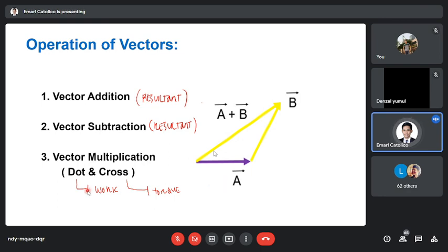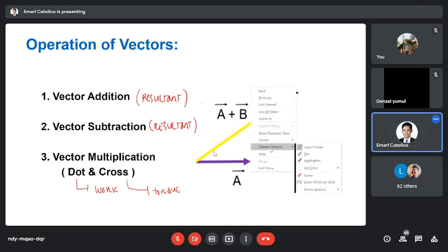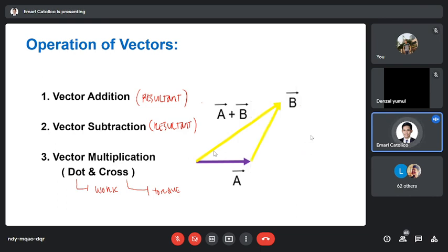So, kapag subtraction, let's say nandito yung vector A, tapos nandito yung vector B. Yung resultant mo, A minus B, ay pababa. So, ganyan yung illustration niya. Okay, kapag subtraction.